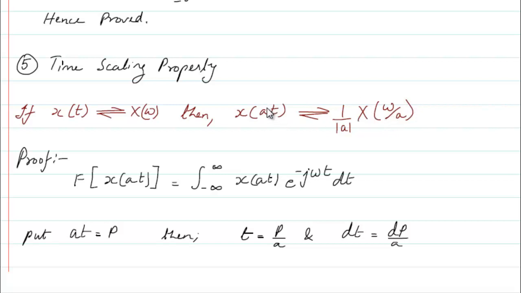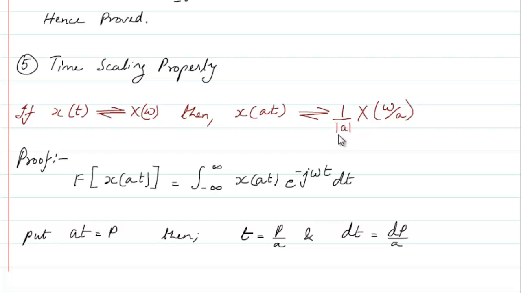Similarly, if a is less than 1, then here it is going to be omega by some value less than 1, meaning it is going to be expansion. So if a is less than 1, it is compression in the time domain, and a compression in this domain will lead to an expansion in the frequency domain. If you are compressing something here, you will expand it in the frequency domain. If you are expanding in the time domain, you will compress it in the frequency domain.